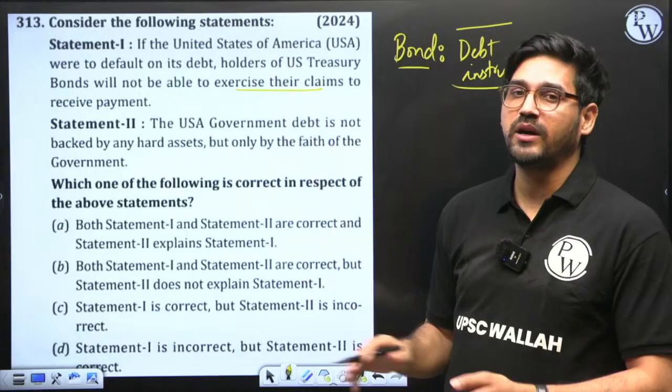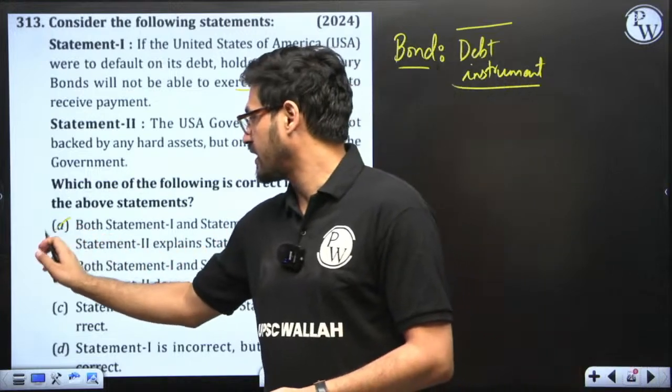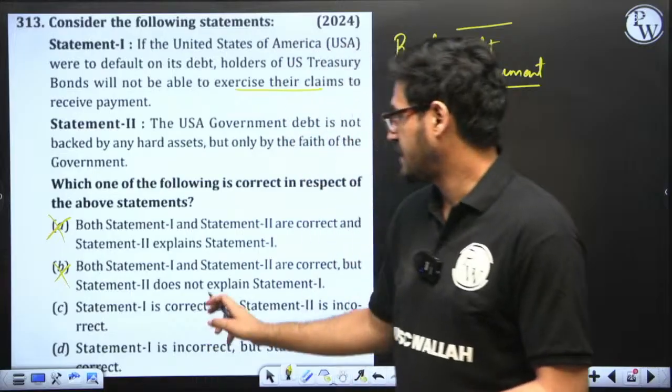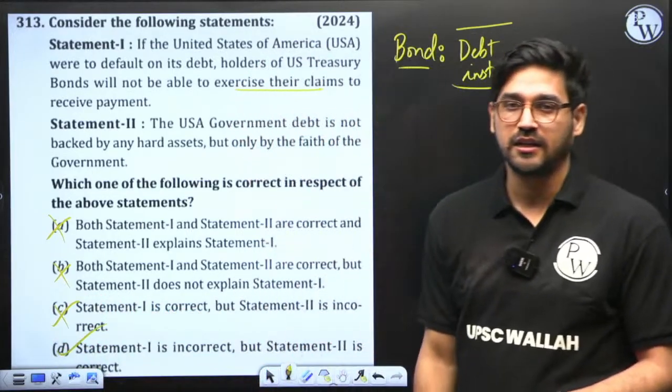So statement 1 is definitely incorrect. That means "both statement 1 and 2 are correct" is wrong. "Both statements 1 and 2 are correct", this is also wrong. "Statement 1 is correct", this is also wrong. Answer clearly has to be D.